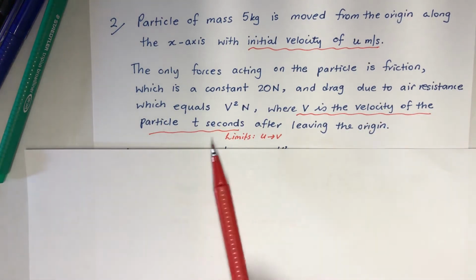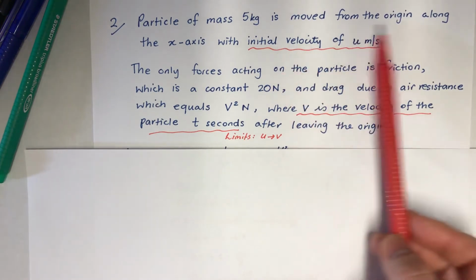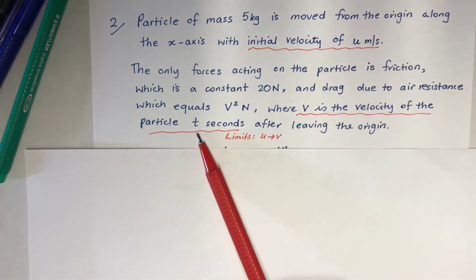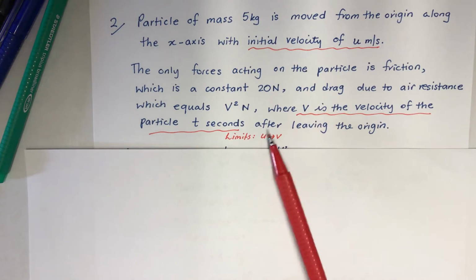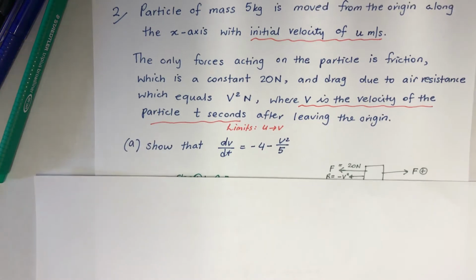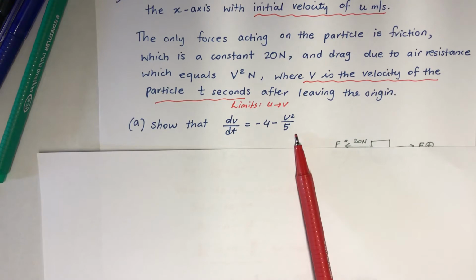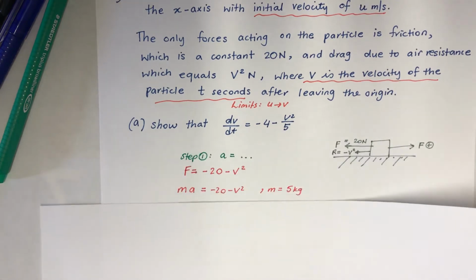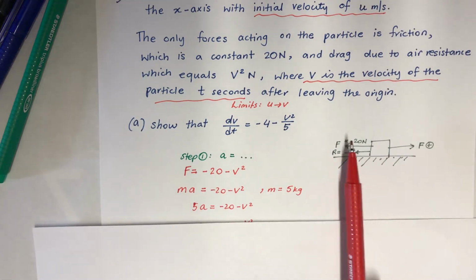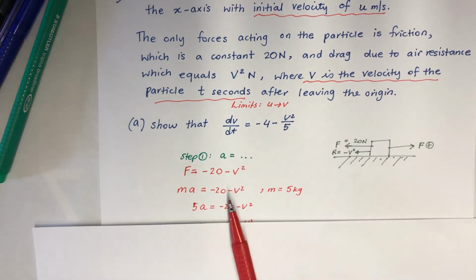So there are some limits happening here. It started with u at the beginning, initially at the origin, and then after t seconds it becomes v. So be careful with that. Okay, it says after leaving the origin. So first one, it says show that a equals this. So let's have a look. I'll just sketch that. So we have the air resistance and also friction. So that's the diagram here.